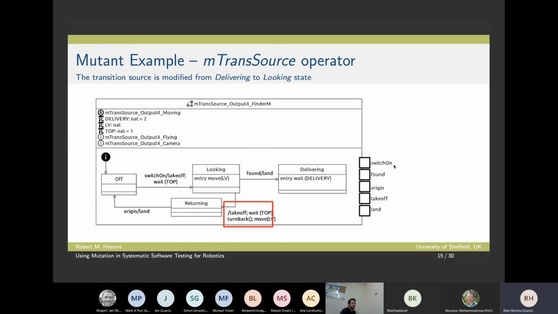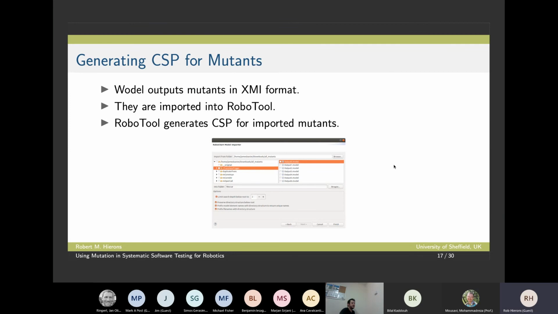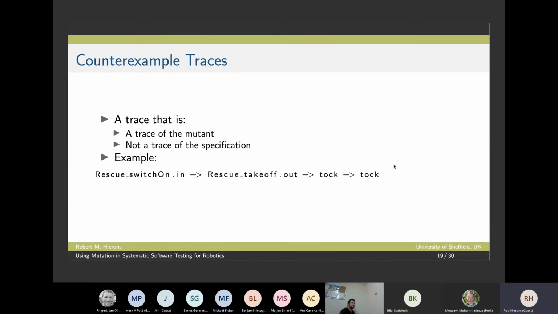And here's an example where the initial starting state of a transition changes, and we can do other things. So this here has deleted some actions from a transition. So we have operators, they generate mutants of RoboChart. These are imported into RoboTool, and RoboTool generates the CSP. So FDR, the model checker, then, as mentioned, compares them. If a counterexample is found, then that will form a test case. And the counterexamples are just simple traces.